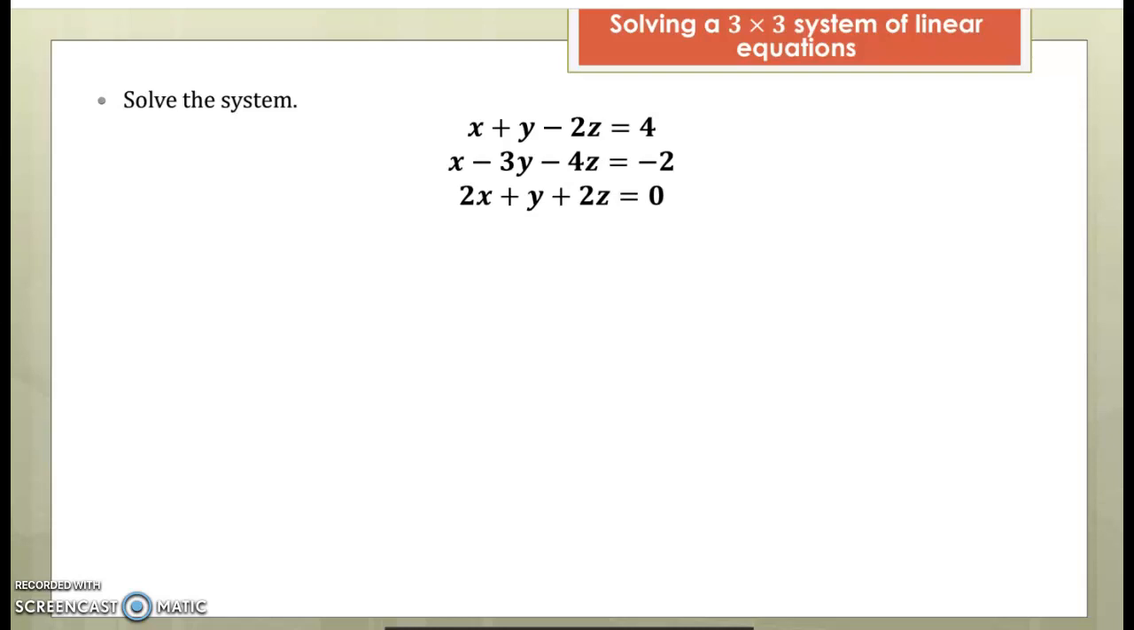Hey everybody! In this video we're going to talk about solving a 3x3 system of linear equations. For these equations, the first step is going to be to eliminate a variable twice, or to see if you can get two equations with two of the same variables in it. Let's go ahead and take a look at what I mean.